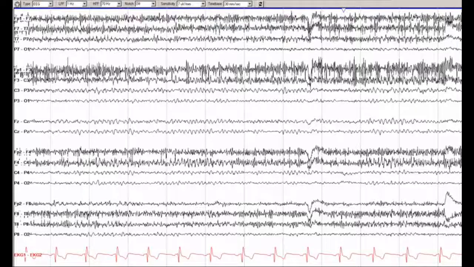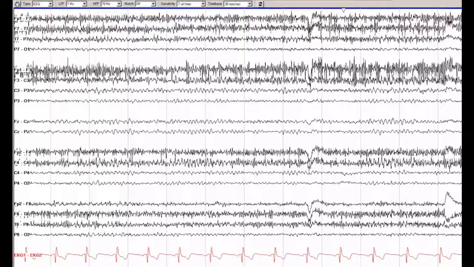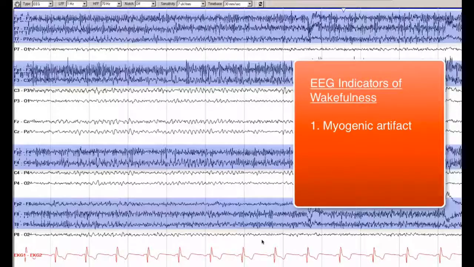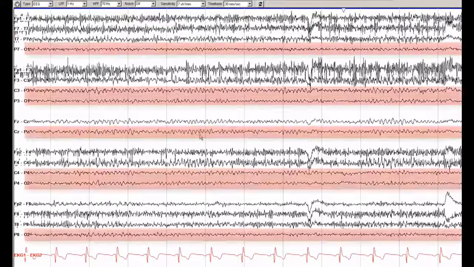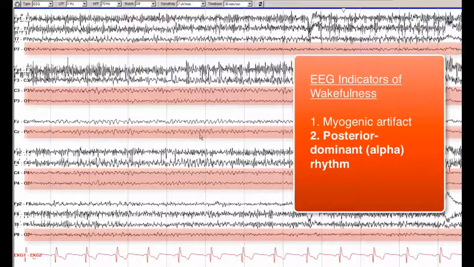This is a patient with a normal background EEG during wakefulness. There are several clues that this patient is awake, which we have reviewed in prior videos. You can see prominent myogenic artifact in the frontal and temporal regions on both sides. This is likely related to summated compound muscle action potentials from the frontalis and temporalis muscles, which have some ongoing tone during wakefulness. In addition, best seen in the posterior aspects of the midline electrodes, there is a normal posterior dominant rhythm, or alpha rhythm.